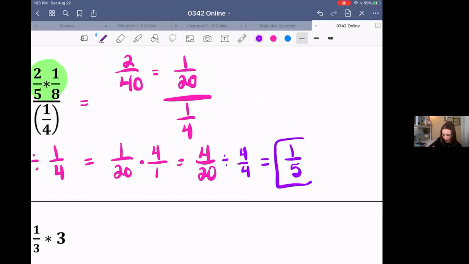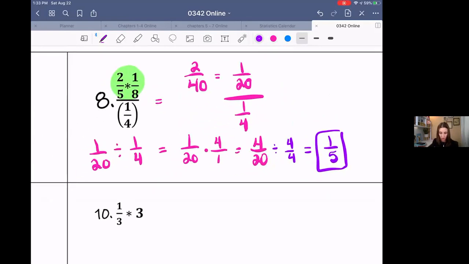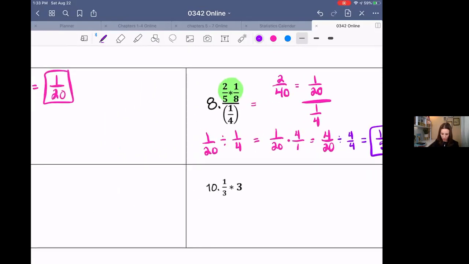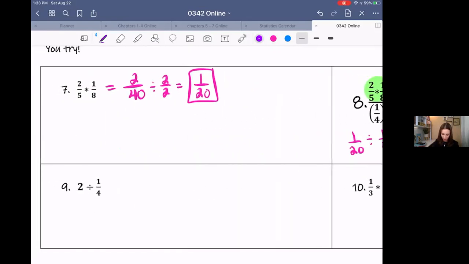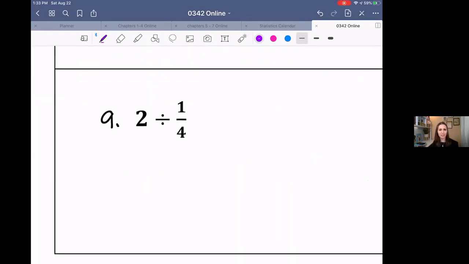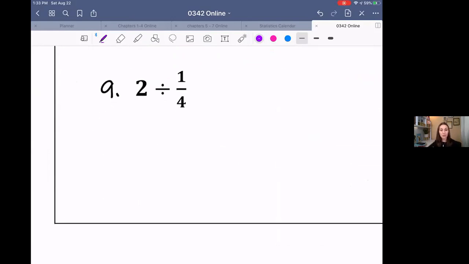Now I'm going pretty fast because I'm assuming that you paused the video and tried it on your own first. So you should just be checking your answers at this point. Make sure 2 times 1, 5 times 8, reduce, divide by 1/4, flip it. Yes, that looks right. Just double checking myself. Ooh, number 9 looks fun. These are all fun. I love these. 2 divided by 1/4.